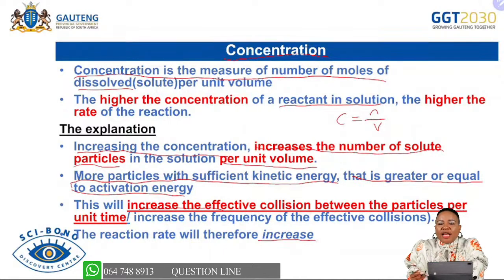So we expect that when you are comparing concentrations, the one with higher concentration will definitely have more effective collisions per unit time, because concentration will increase the number of reacting particles per unit volume. Therefore, it is very important to know how concentration affects the rate of reaction using collision theory.